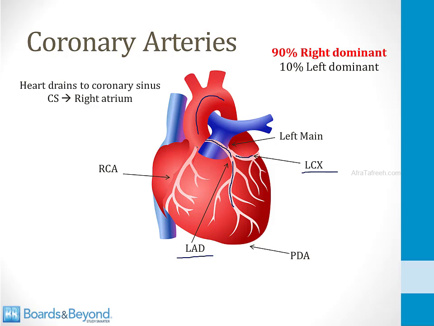Also coming off of the aorta is the right coronary artery. It supplies blood to the right ventricle and then wraps around the side of the heart and goes underneath.